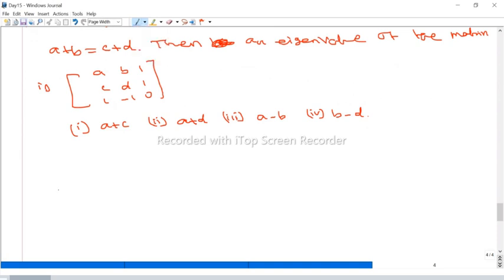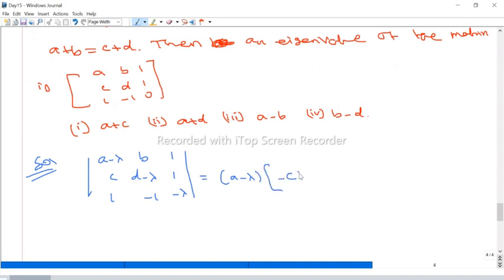So that is the determinant of A minus lambda I. Solution: we have to subtract lambda on the diagonal. Therefore, the matrix is A minus lambda, B, 1; C, D minus lambda, 1; 1, minus 1, 0 minus lambda, that is minus lambda. So what is the determinant of this? We can expand via the first row. Therefore A minus lambda times minus... oh no, not C lambda.